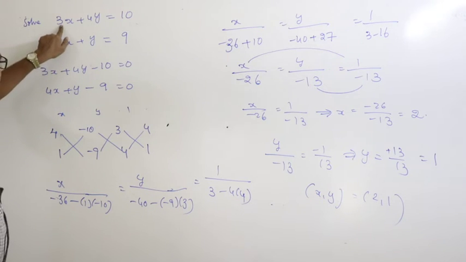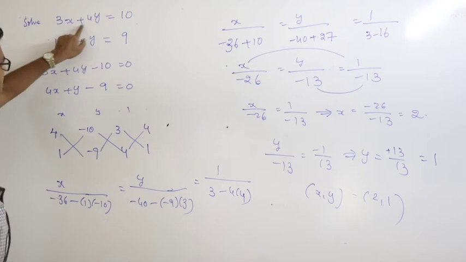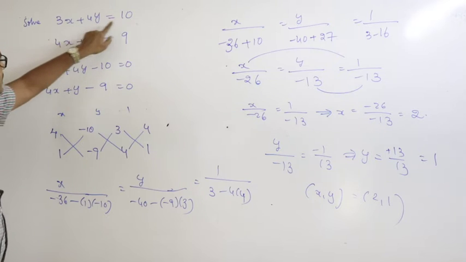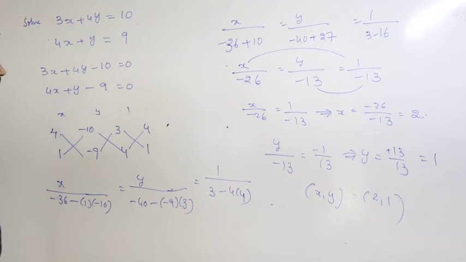X is 2. 3 into 2, 6. 4 into 1, 4. 6 plus 4, 10. So your answer is correct. X comma y is 2 comma 1.